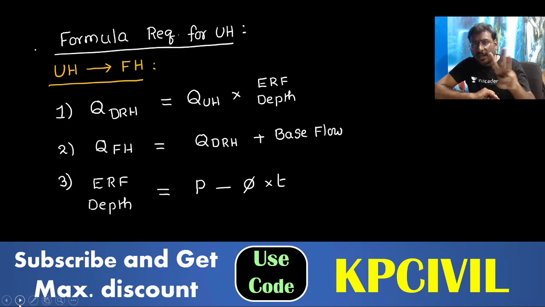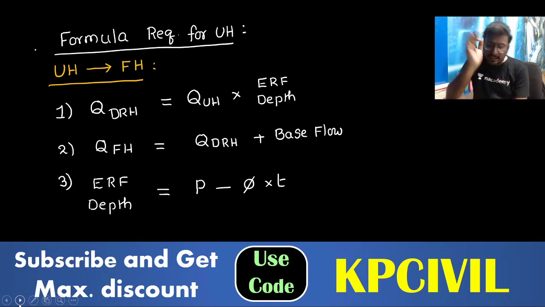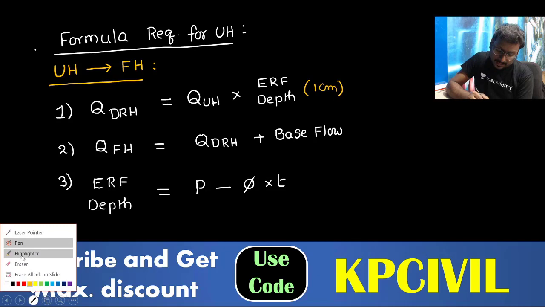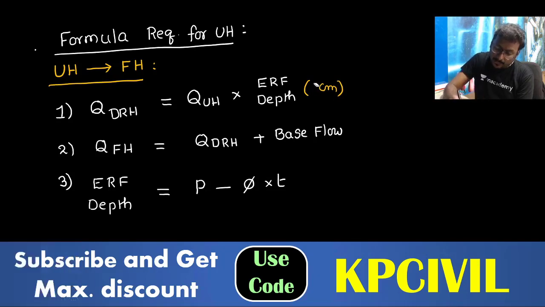Using these three formulas, you can solve any question from unit hydrograph. You may do unit hydrograph to flood, flood to unit, unit hydrograph to direct runoff to unit hydrograph. One simple thing you need to remember: in these formulas, discharge is taken in meter cube per second. Effective rainfall depth must be taken in centimeter. Don't go for meter calculation. Effective rainfall depth must be taken in centimeter.